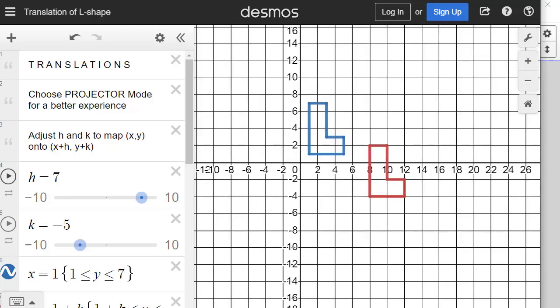So if we actually press the play button, we can see that we're going from -10 all the way up to where h is +10. And as h is changing, that's representing the horizontal translation to the left or right of our L shape. And then if we also play k, we can see that it changes the y coordinates, or how high and low our L shape goes.